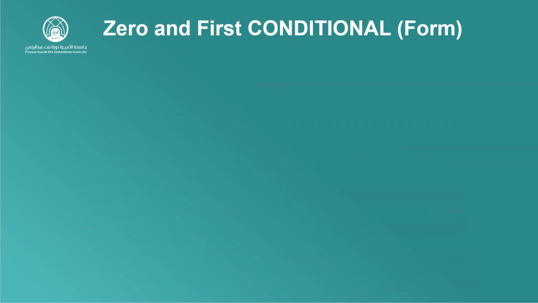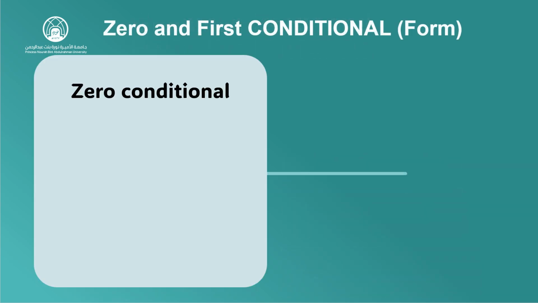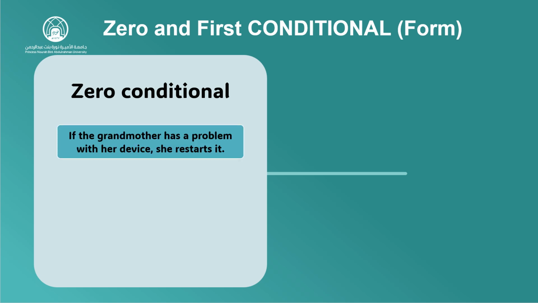For the form, let's start with the first sentence with a zero conditional. If the grandmother has a problem with her device, she restarts it. Here I have two sentences. The first sentence starts with if the grandmother has a problem with her device, and the second sentence starts with she restarts it.